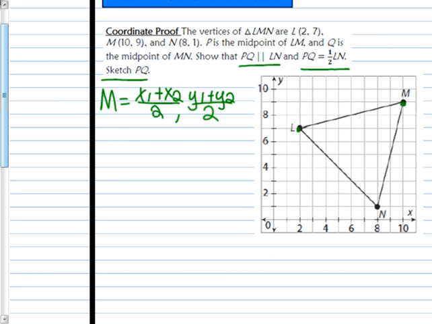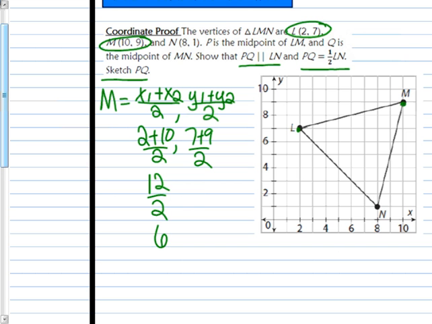So I'm looking for LM first. I'm going to be dealing with L, which is 2, 7, and M, which is 10, 9. So 2 plus 10 divided by 2, and then 7 plus 9 divided by 2. 2 plus 10 is 12, divided by 2 is 6. 7 plus 9 is 16, divided by 2 is 8. So the midpoint of LM is at 6, 8. It should be right on the line, and if it's not, then we did something wrong. And sure enough, it is. Okay, so that's my first midpoint, the midpoint of LM.